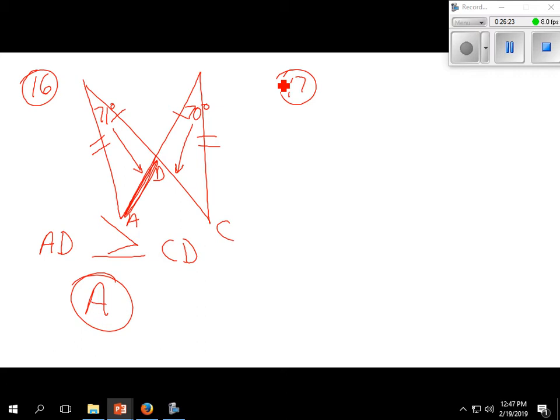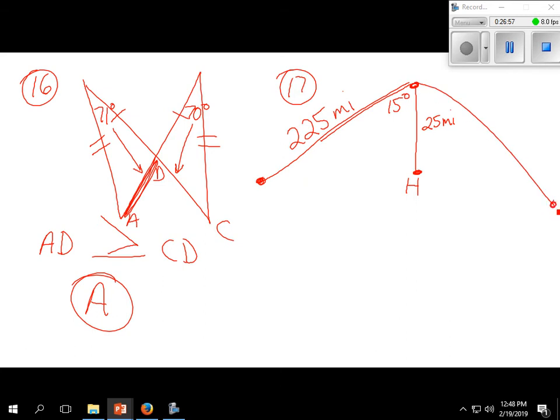17, you and your brother are going different places for the holiday, but you both start at your house. So I'm going to do it like this. This is H for home, and you go 25 miles due north. You fly at a 15-degree angle to the west, so this angle's 15 degrees, and you reach your destination, which was 225 miles from the airport. Your brother flies to the east, and he flies 225 miles, the same that you flew, but he flew at a 25-degree angle.